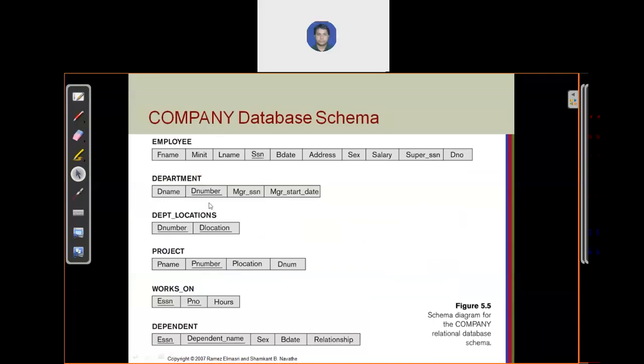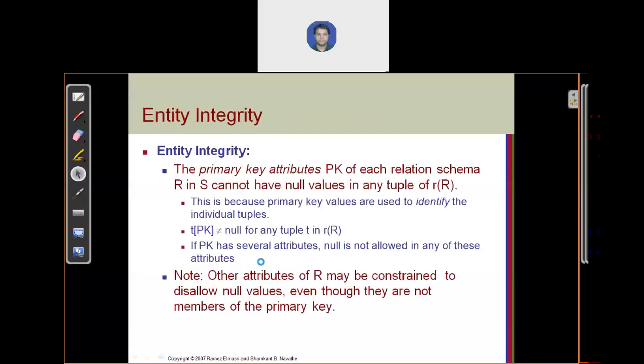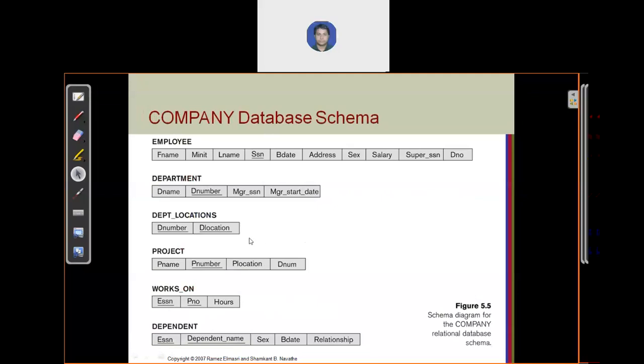Here as you can see there are six relational schemas: employee, department, location, project, workshop, and dependent. If we combine all these six relational tables into one common database, it's showing the company database schema. So this is all for today.